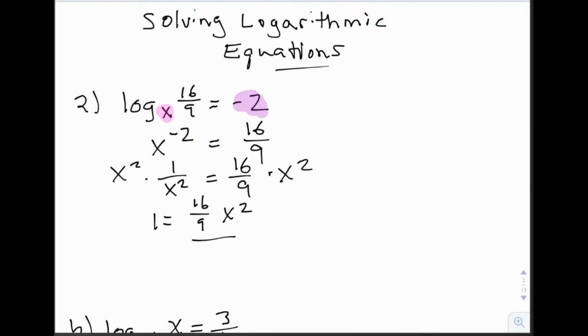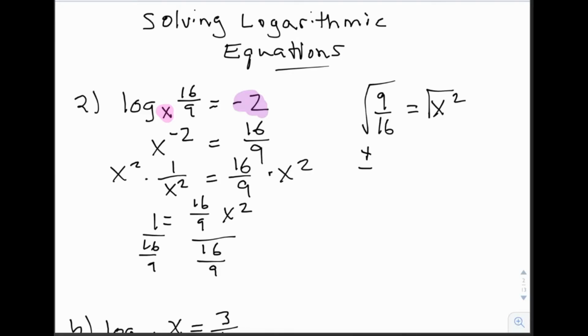So let's go ahead and divide by 16/9, divide by 16/9. So now that will get us 9/16 is equal to x squared. Now, what we want to do is go ahead and try to further isolate the x. So let's take the square root of both sides. So in this case, what we need to do is go ahead and put a plus or minus.